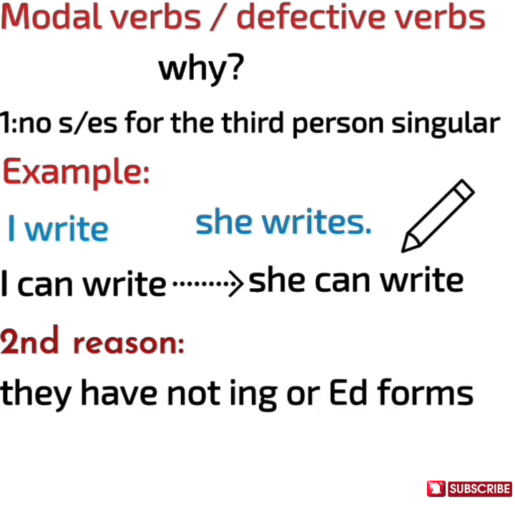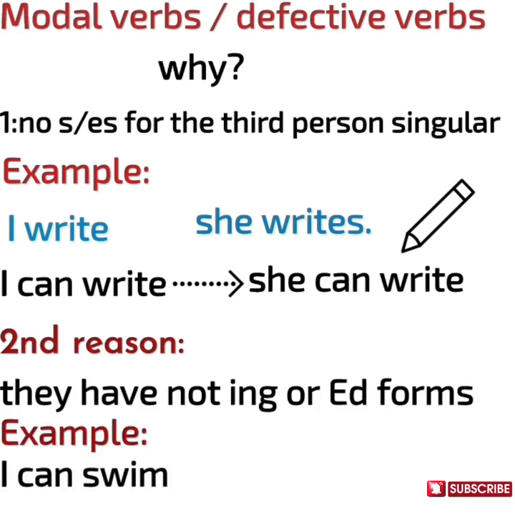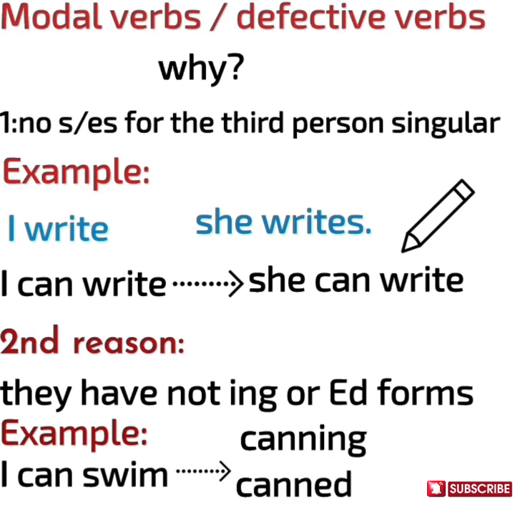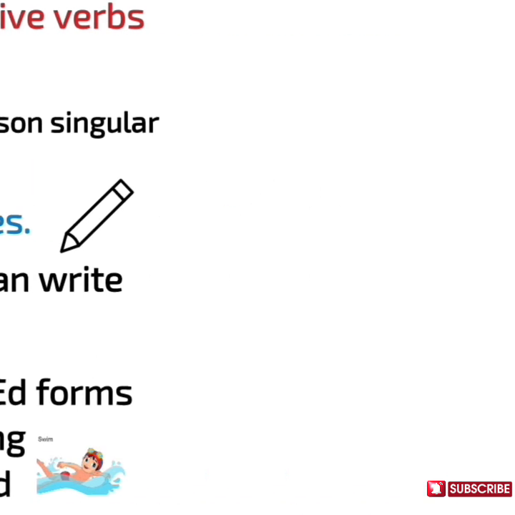Second reason, they do not have ing or ed forms. For example, I can swim, but we can't say I canning swim or I canned swim. So modal verbs do not have ed or ing forms. So for these two reasons, they are also known as defective verbs.